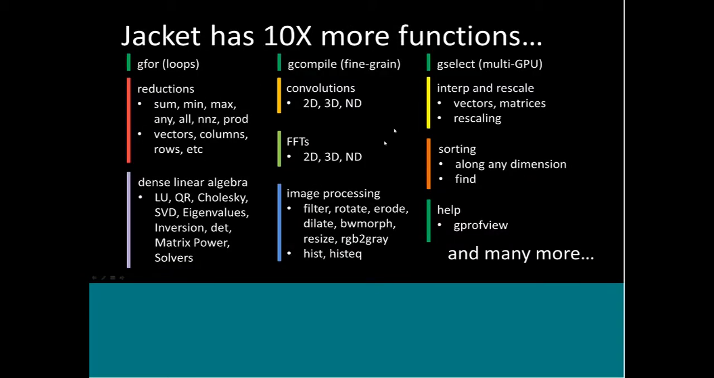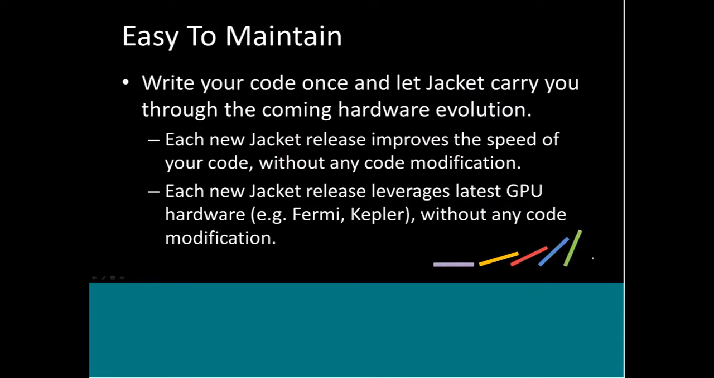Jacket also has 10x more functions than PCT. It's a huge amount of functions, which include reductions, dense linear algebra, gcompile for compiling M code into GPU code, convolutions, FFTs, and the list goes on. We've gotten to the point now where we can run a huge amount of code with Jacket on the GPU, and also a huge amount of code within GFOR on the GPU, which is very, very useful. And the bottom line at the end of the day is that if you write your code on top of Jacket, it's easy to maintain. So you can write your code once and then let Jacket carry you through the next hardware evolution.